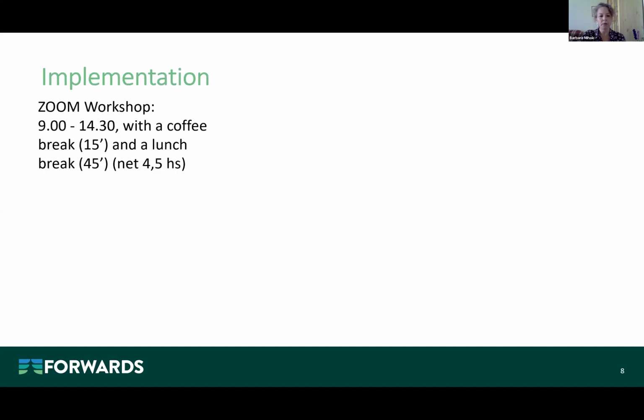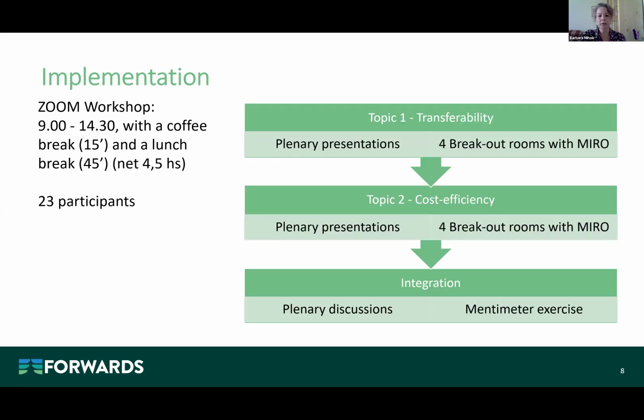So the workshop itself was done by Zoom. It started at 9 and ended at 14:30. It had a coffee break for 15 minutes and a lunch break for 45 minutes. So we had a good net of 4.5 hours for the work, and there were 23 participants. And the structure of the workshop was like this.